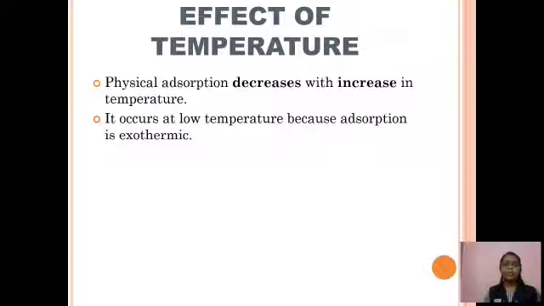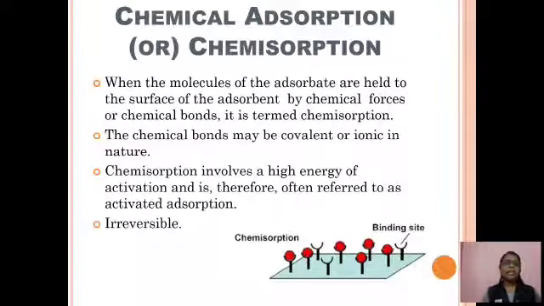Now we are going to study about chemical adsorption. Chemical adsorption is nothing but when the molecules of the adsorbate are held to the surface of the adsorbent by chemical forces or chemical bonds. It is termed as chemisorption. So here some chemical reaction is taking place between the adsorbate and adsorbent, and they are forming chemical bonds, and these chemical bonds may be covalent or ionic.